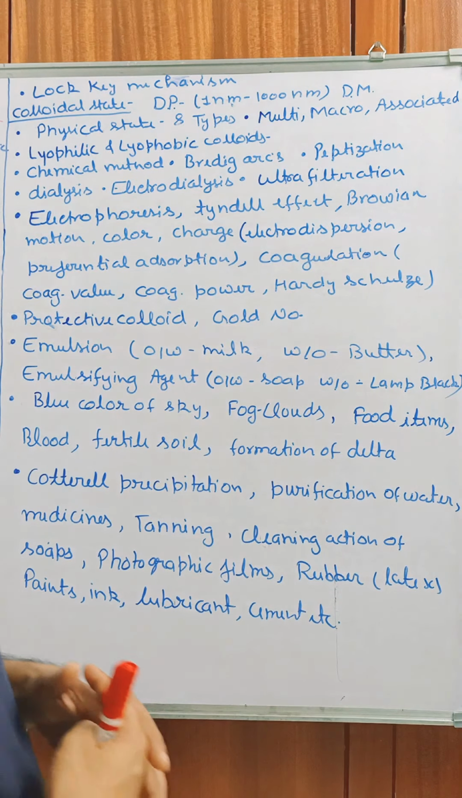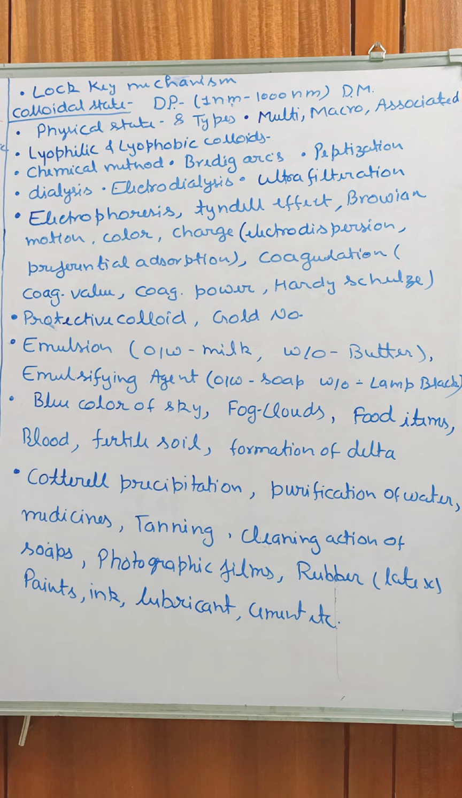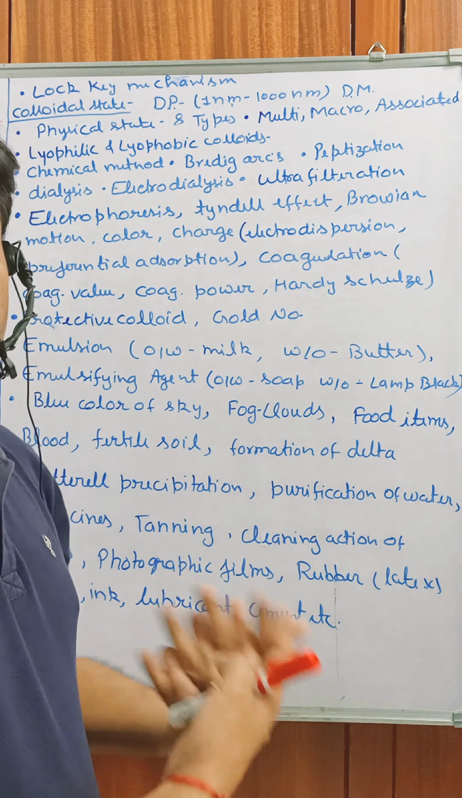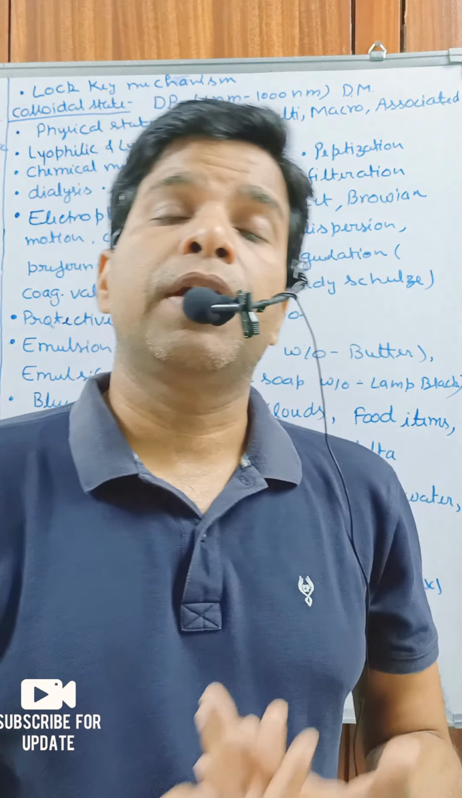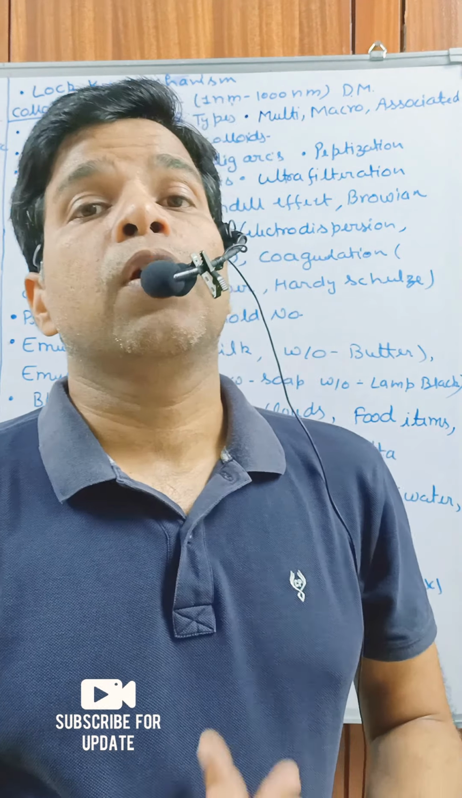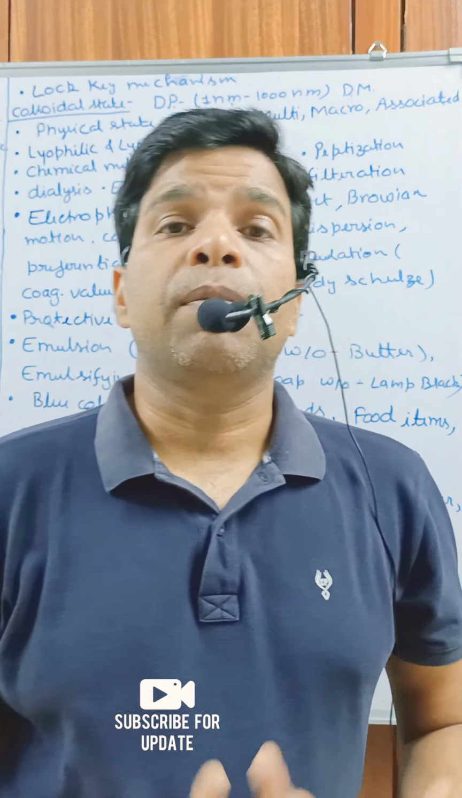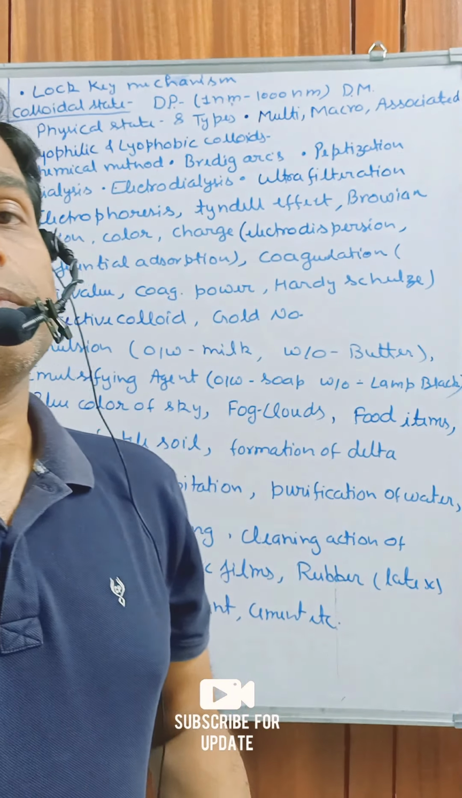Okay, then the chemical method of preparation. What are the methods of preparation? Chemical methods always involve a chemical reaction, like reduction of AuCl3, oxidation, double displacement, or hydrolysis. These are the chemical reactions that can provide the colloidal particles.